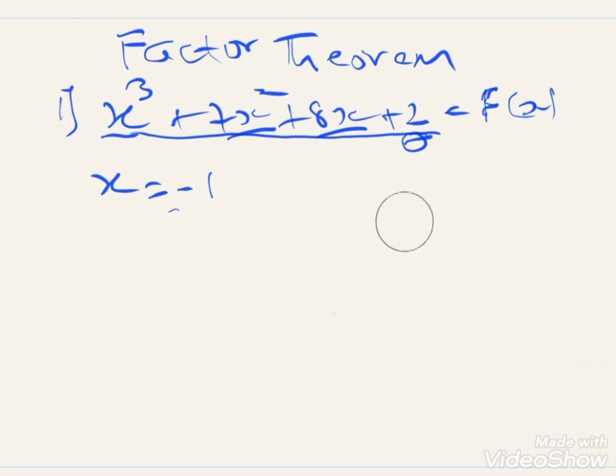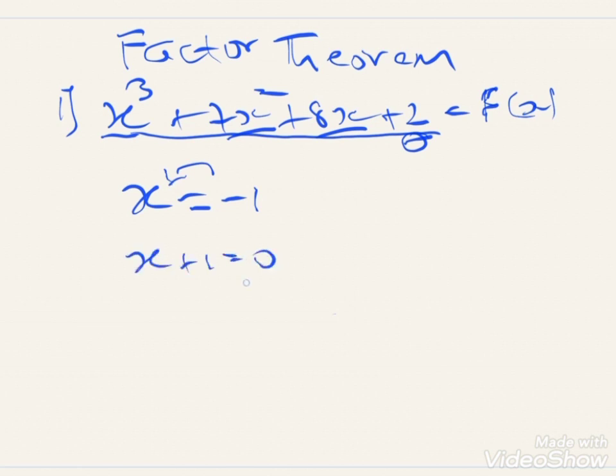The polynomial expression. Okay? Now, we say that x equal to -1 is one of the zeros of the expression, or is a solution. Now, let us rearrange to have x plus 1 equal to 0. Let us do away with this equal sign to have only x plus 1. Now, we shall take x plus 1 as our divisor, as our linear factor.